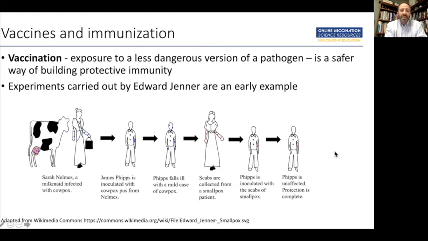So this showed that protection could come not only from the same pathogen, but from a related pathogen that was less dangerous and was less likely to lead to severe disease.